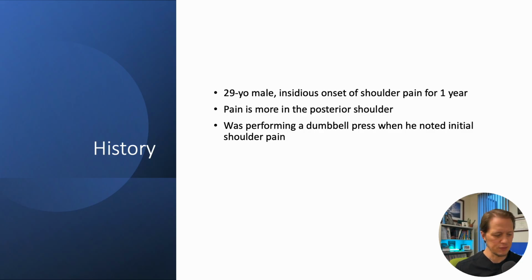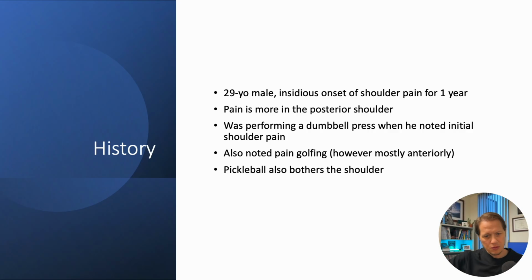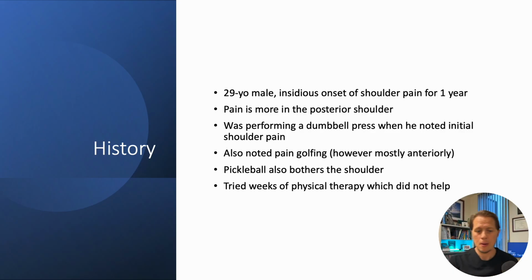Specifically, when it really hit the fan, he was doing a dumbbell press when it hit him. So that typical, see if I can get my arm in the view here, 90 degrees abduction, 90 degrees of external rotation, that typical 90-90 position, whether you're pushing a dumbbell overhead or throwing a baseball, you're going to get that symptomatology. FYI, had some pain golfing. That was anterior shoulder, so he was having some symptoms both posteriorly and anteriorly. Pickleball as well, same thing, depending on the motion that you're doing. A lot of internal and external rotation with pickleball, especially if you're doing the smash.